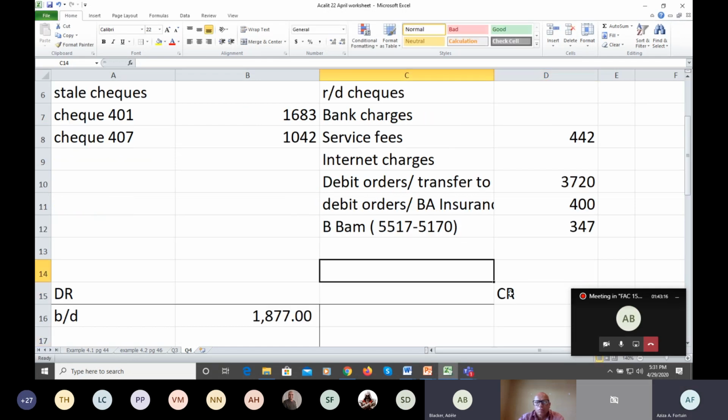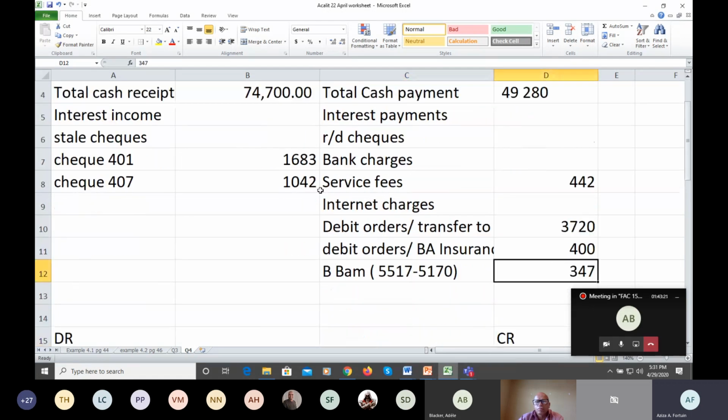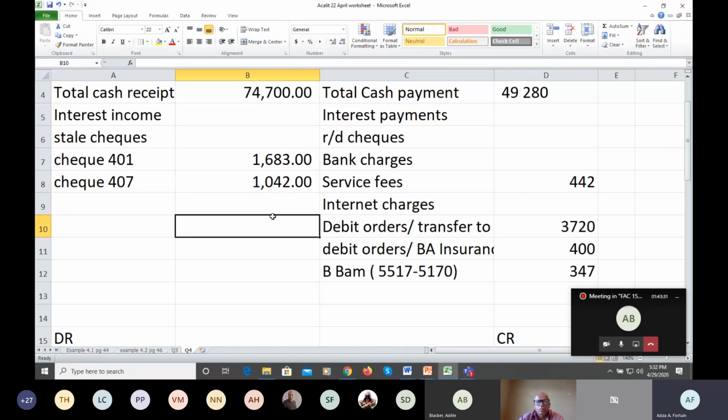Okay, so the difference was the 347 that's going to go into my cash payments and my cash receipts journal. So now I'm going to tally this up. Okay, 74 plus 1683, okay, plus 1042, and I'm going to get an amount of 77,425. Okay.